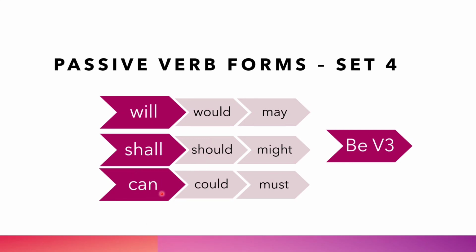You can use can if you are talking about some possibility or ability. Like that, according to the meaning of these helping verbs, you have to choose them. And all these helping verbs or all these modal auxiliaries are used in the same way when they are used in passive voice, or we can say they are all followed by be plus V3. So this is the set 4 of passive voice verb forms.